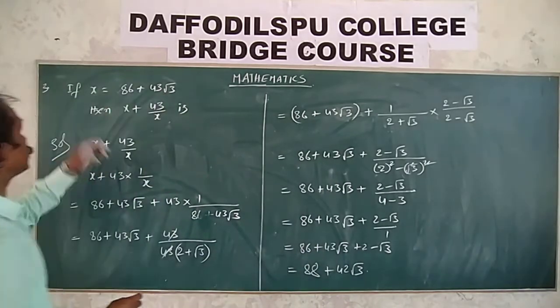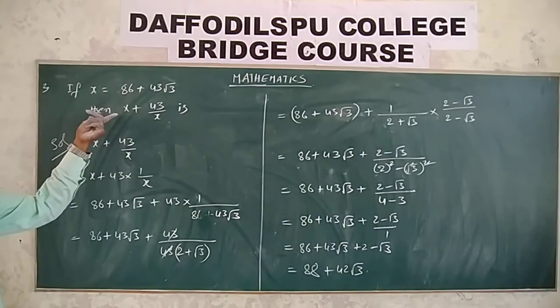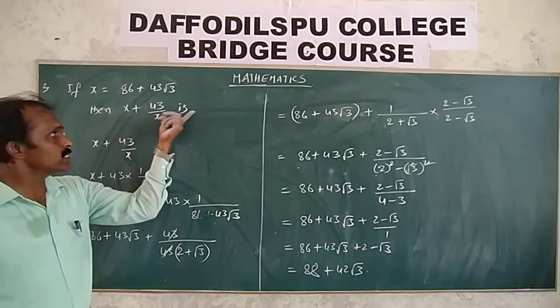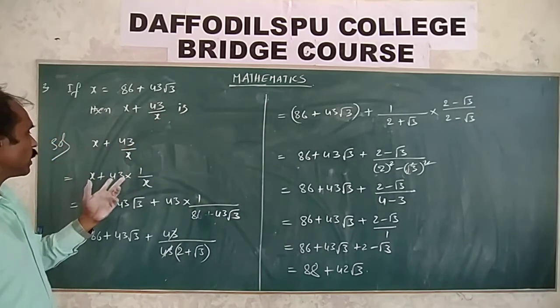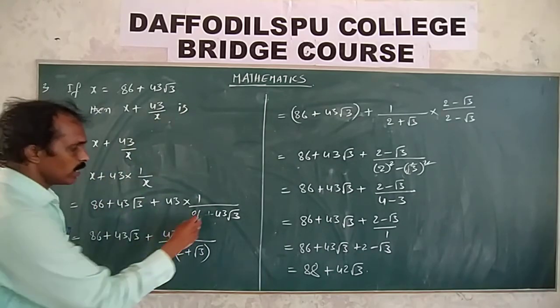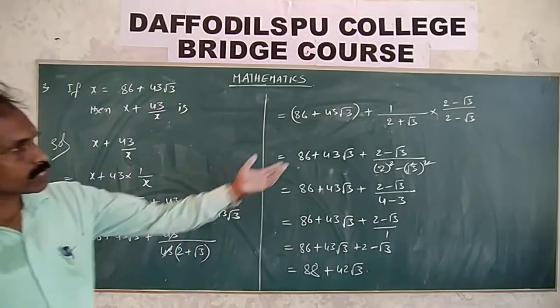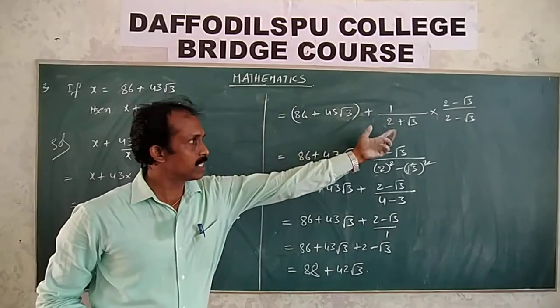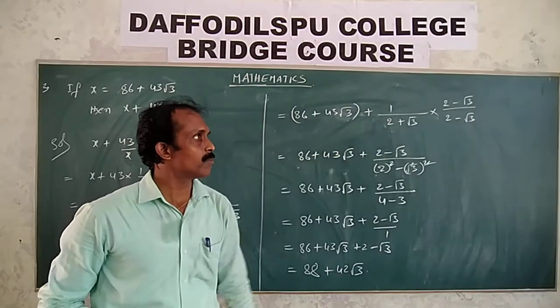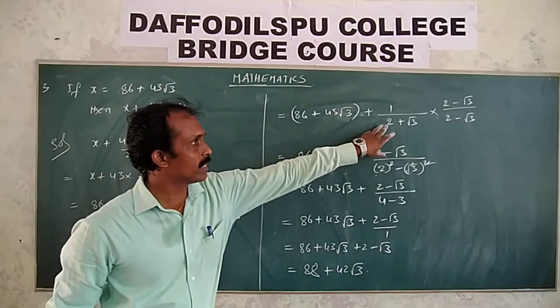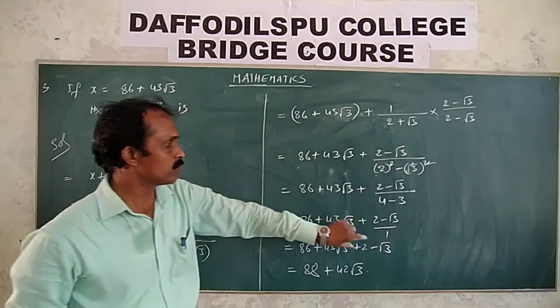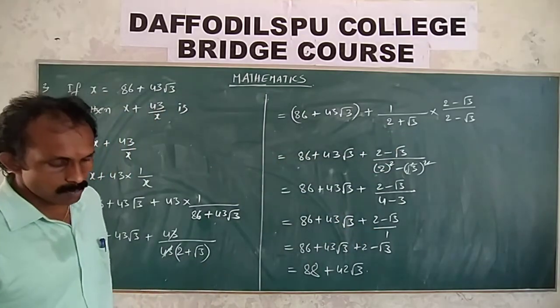So finally, this value is equal to x, given something. Then x plus 43 by x: first of all take this one and 1 by x. So this value 86 plus this one. Next take common 2 plus root 3, to remove the irrational number, rationalize with the denominator 2 minus root 3 by 2 minus root 3. Finally, like this problems.